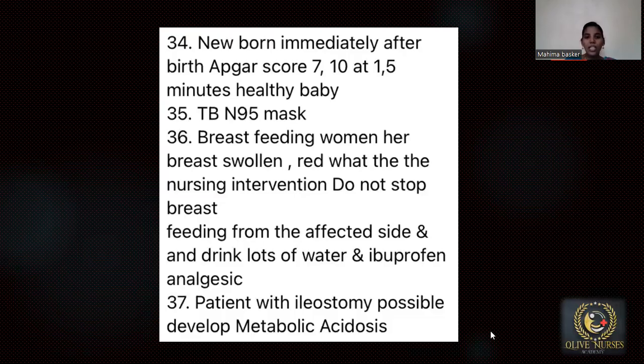Okay, next one. Patient with the ileostomy. What is the possible development? It will be metabolic acidosis. Mostly in an ileostomy patient, so much waste stagnates inside the body, so it will cause metabolic acidosis. So what is the complication of ileostomy? That will be one more question. It is fluid and electrolyte imbalance. Got the point? Complication of ileostomy is fluid and electrolyte imbalance. Okay, so next we will move on.